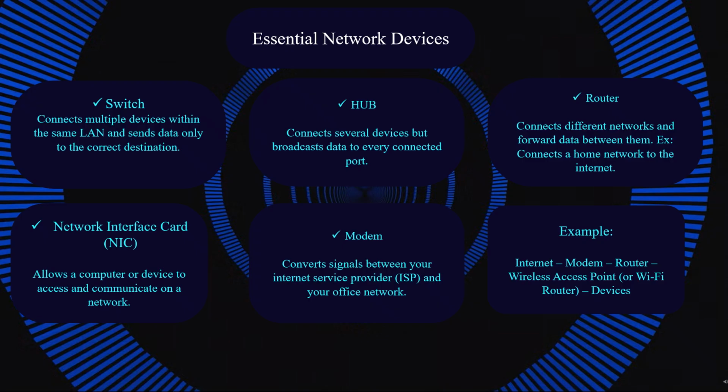Next is the router, which connects different networks together and forwards data between them. A very common example is a router connecting your home network to the internet. We also have a network interface card, or NIC, which allows a computer or device to communicate on a network in the first place. And finally, there's the modem, which converts signals between your internet service provider, or ISP, and your home or office network.